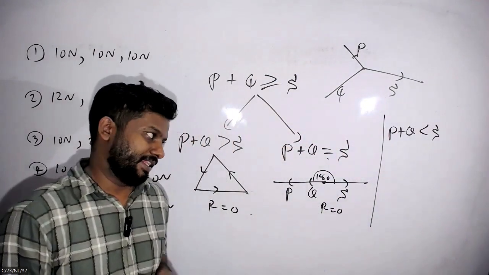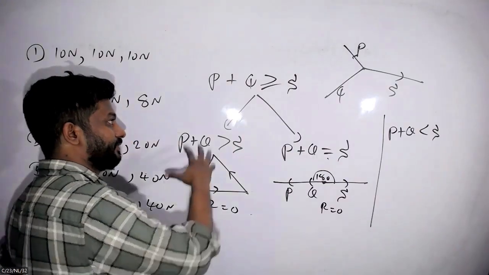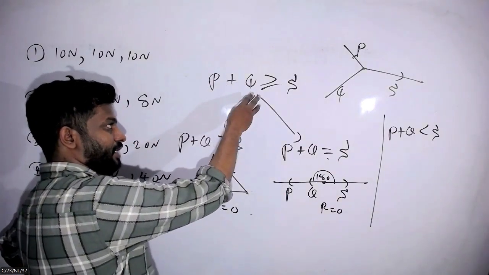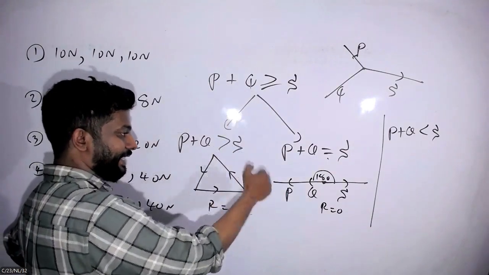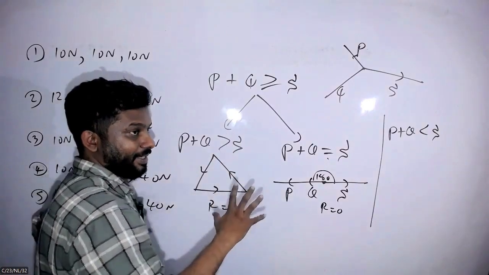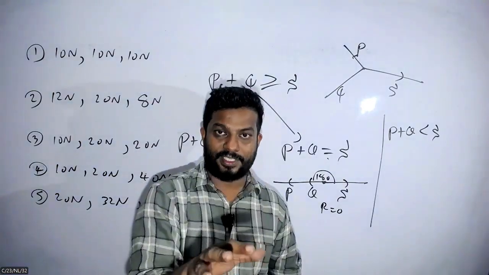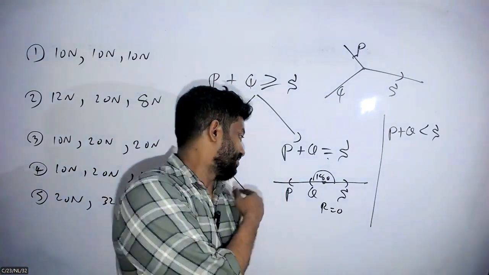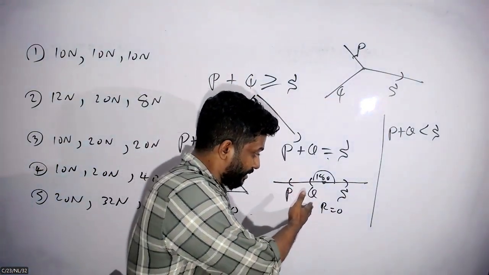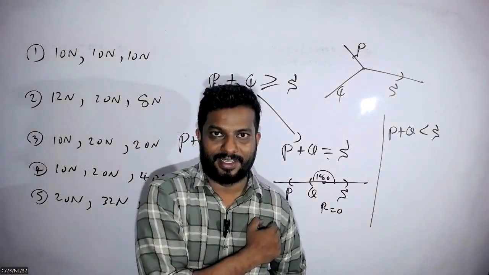Right, children? So there are two conditions. First condition is P plus Q should be equal to or greater than S. Second condition is, children, the angle among the vectors, the angle among the forces, should be set to form this triangle or this zero resultant. Right?